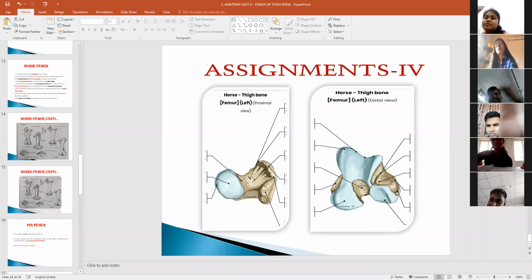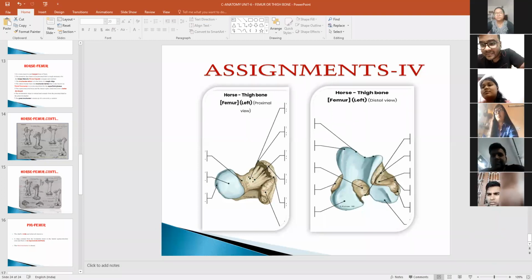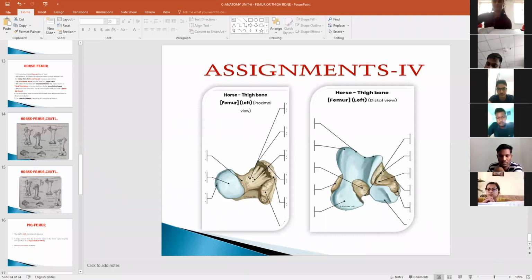Anita, unmute. Yes, sir. The question is the same. This extensor fossa is for the accommodation of which muscles? Sir, I don't know. Who will tell? Dev Pawar: Extensor muscles, sir. Extensor muscles, right?